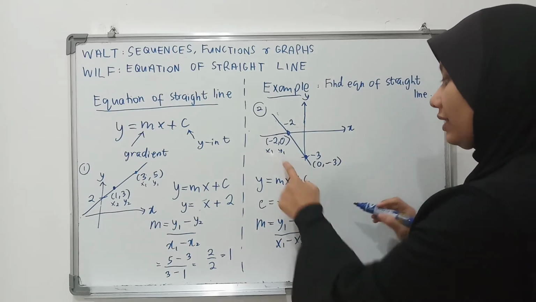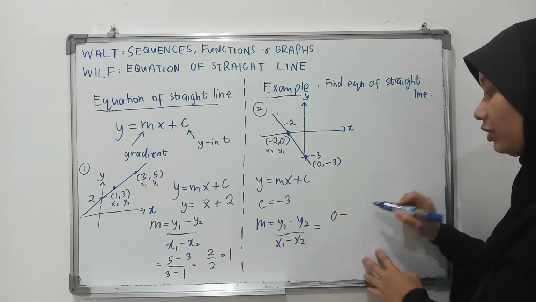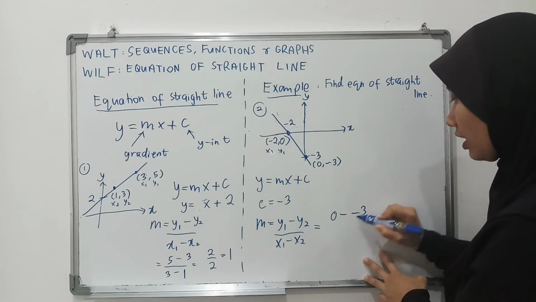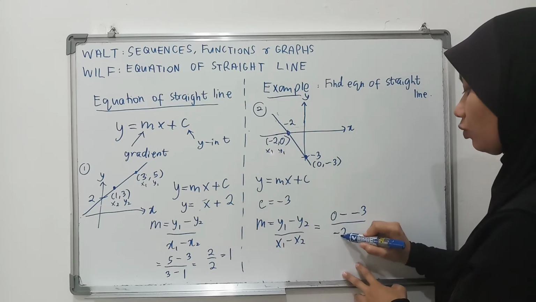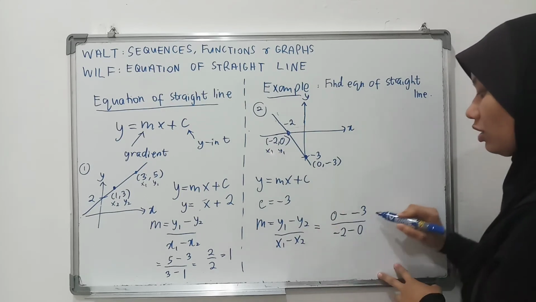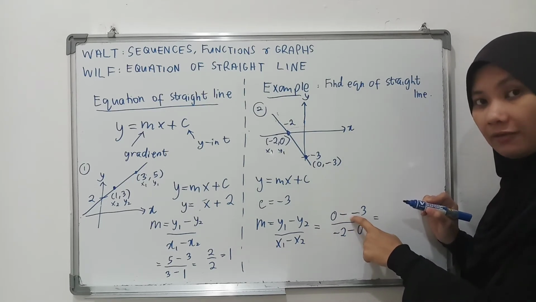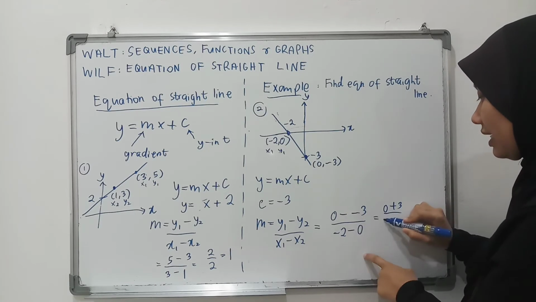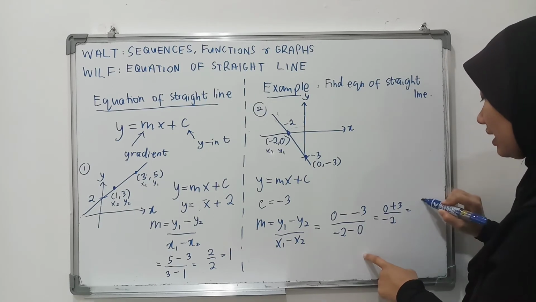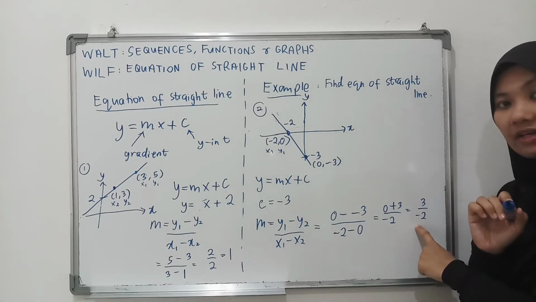So y1 is just 0 minus y2, which is -3, minus -3, over x1, which is negative 2, so negative 2 minus 0. So negative gives you positive. So that is just 0 plus 3 over negative 2, which is 3 over negative 2. So this is my gradient.